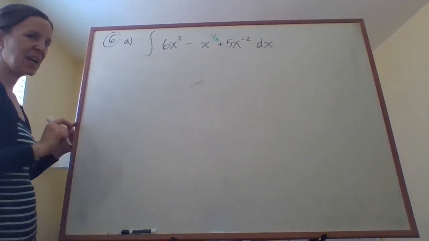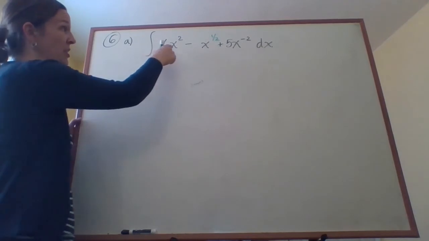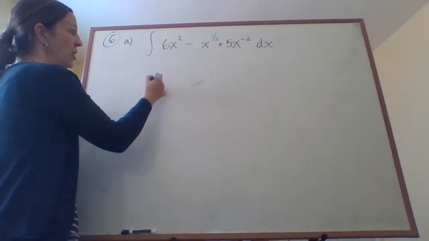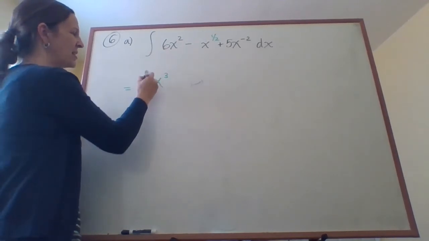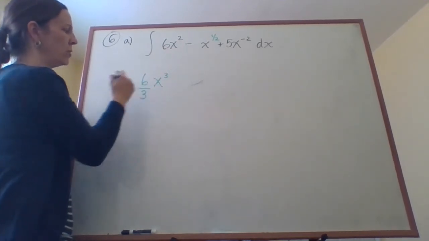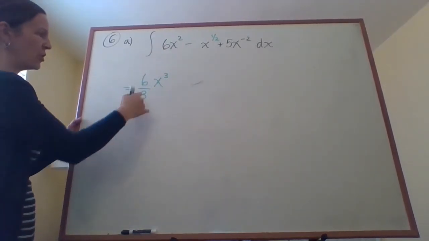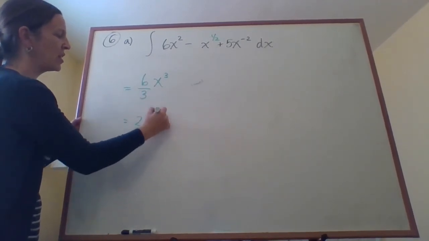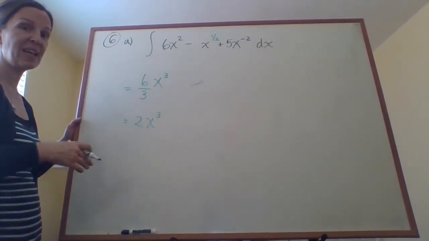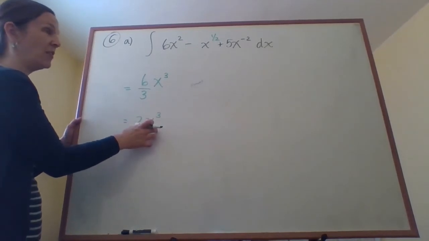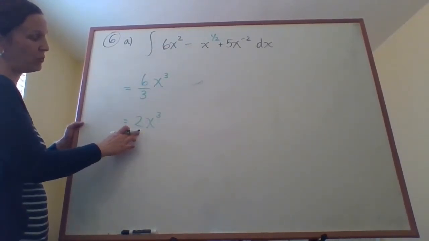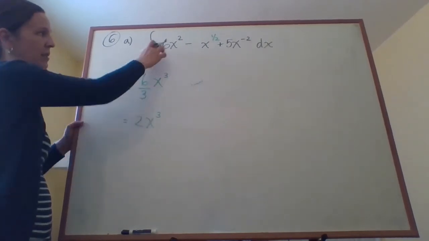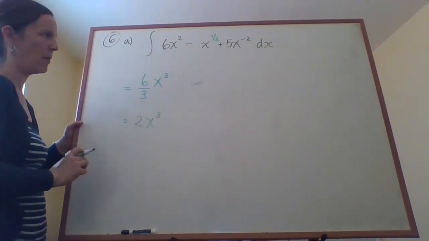If I take the antiderivative, remember the power rule in reverse says I up the power by 1. So now this is going to be x cubed, and then I divide the existing coefficient by that new power. So this first term is going to become 2x cubed, and I can check my work by taking the derivative, because the derivative of the antiderivative should get me back to the original function. If I take the derivative of 2x cubed, I get 6x squared. So I'm on my way.